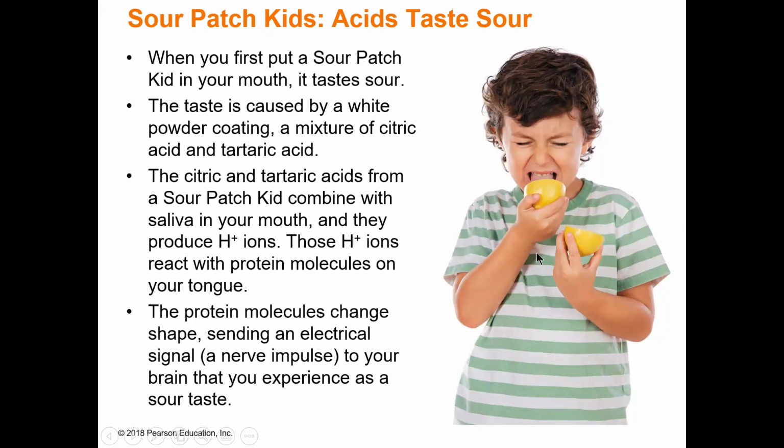Sour Patch Kids and lemons. These are all examples of acids. Acidic things tend to have a nice sour taste to them. So citric acid and tartaric acid are both things that we find in lots of sour candies. Why does it give it that kind of sour taste? Even just looking at that lemon, it makes my mouth kind of water. It's because the citric and tartaric acids from the Sour Patch Kids will combine with the saliva that's in your mouth, and it forms these little H pluses.